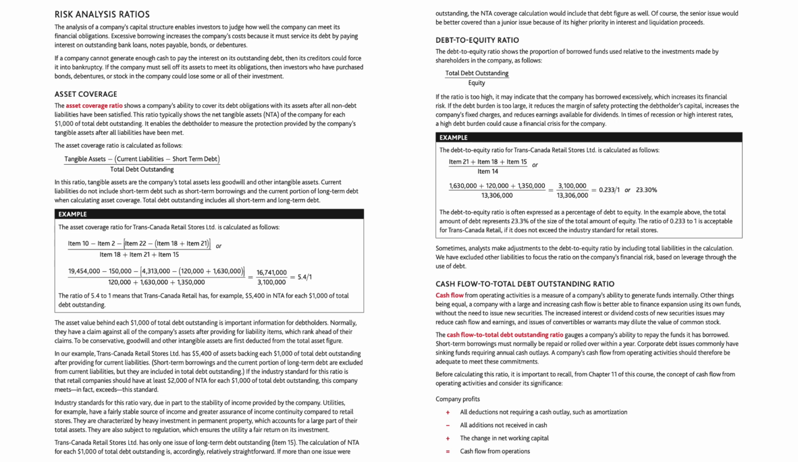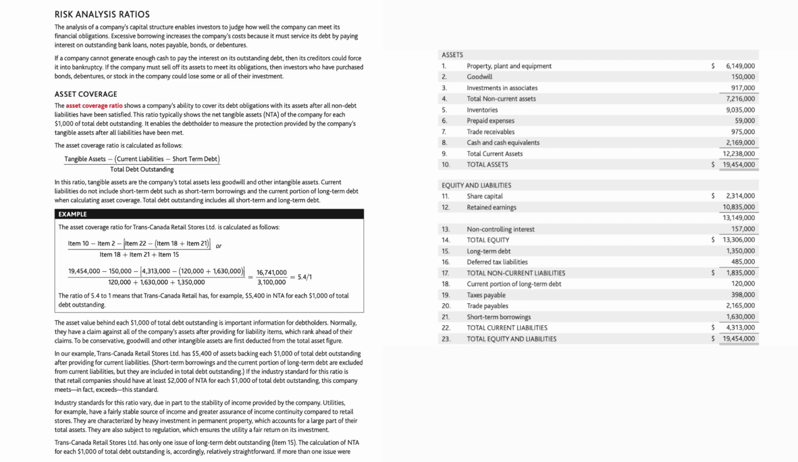Here's an example. The asset coverage ratio for TransCanada Retail Stores is calculated as follows. Item 10 minus item 2, and then we're going to subtract the sum of item 22 minus item 18 plus item 21, and then divide that by the total debt outstanding, which is the sum of item 18 plus item 21 and item 15. The ratio of 5.4 to 1 means that TransCanada Retail has, for example, $5,400 in net tangible assets for each $1,000 of total debt outstanding.